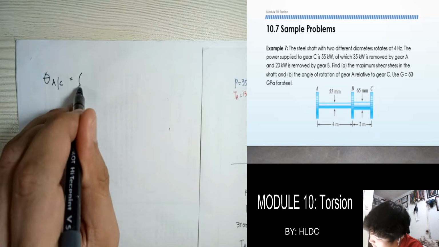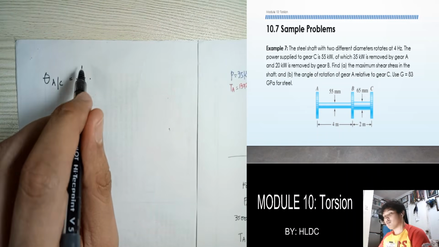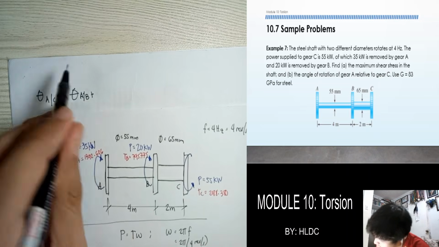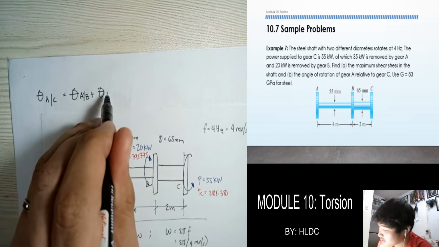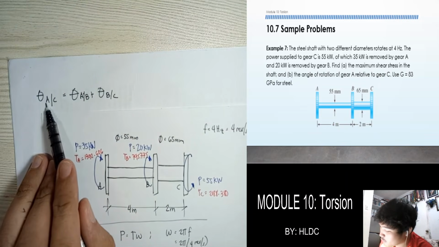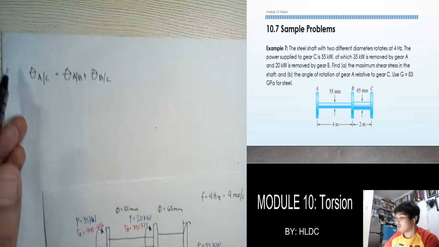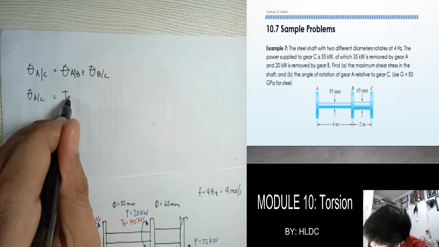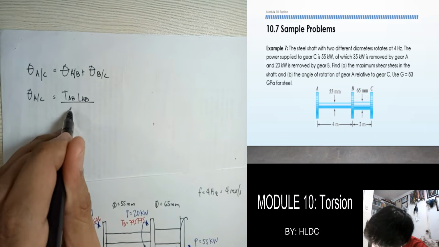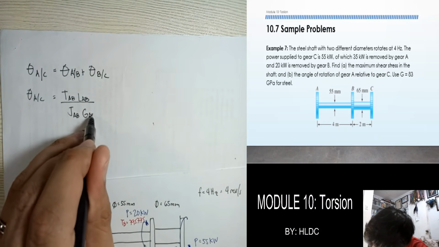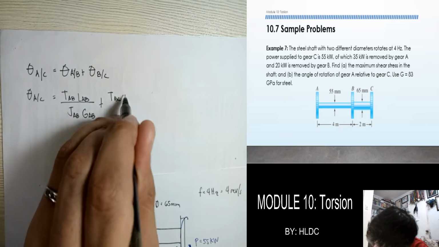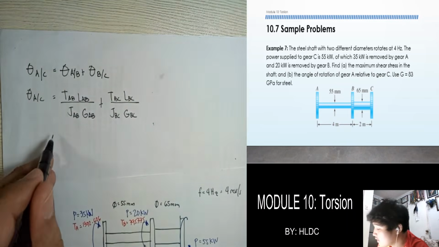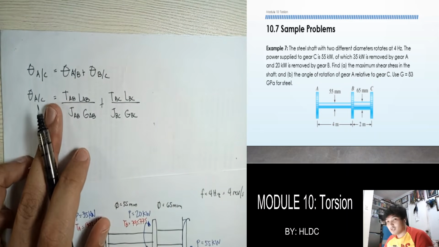So, that is what? Pinagsama, movement nung A muna. So, kung titignan ko to, movement muna ng A with respect to B, and then plus, movement naman nung B with respect to C. Okay, para makuha natin yung movement ng A relative to C. So this one now equals sa, so A to B, so TL over JG, so T_AB, L ng AB over J ng AB, G ng AB, plus T_BC, L_BC, J_BC, and then G_BC.